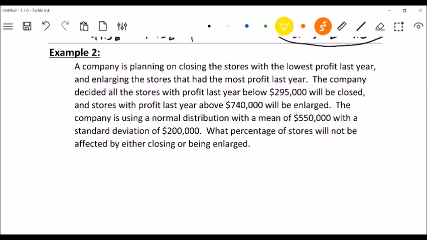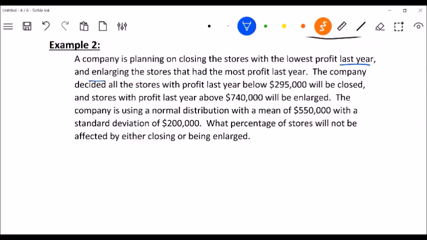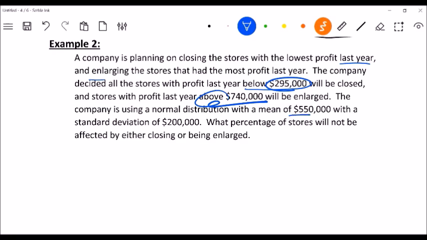Now, this next example is a nice, interesting one. A company is planning on closing the stores with the lowest profit last year and enlarging the stores that had the most profit. The company decided all the stores with profit last year below that will be closed, and if they're above it, then they'll get enlarged. So the company is using a normal distribution with a mean of that, that's our mean, and a standard deviation of $200,000. What percentage of stores will not be affected?